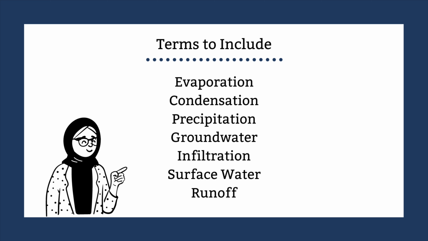Now that you know what needs to be included on the model, the next step is to plan out what materials you're going to need to build it. So this is where you can get a little creative. Now think hard. What materials are you going to be able to use to represent the sun, to represent a cloud, to represent surface water?